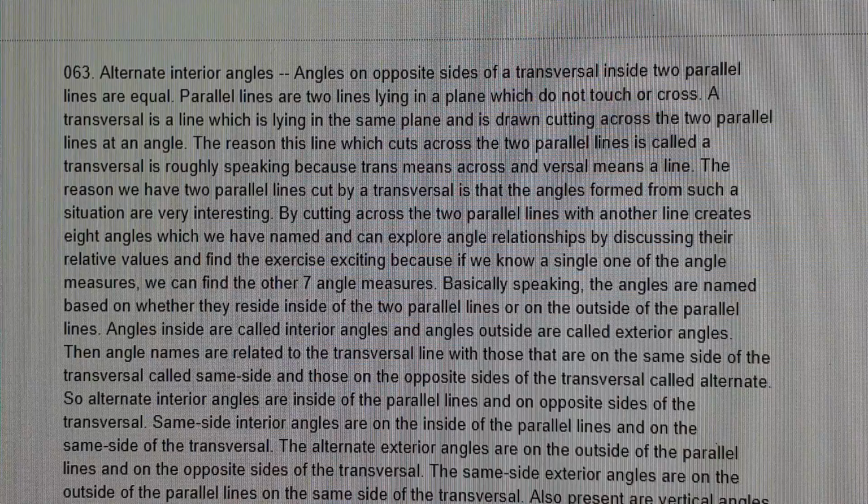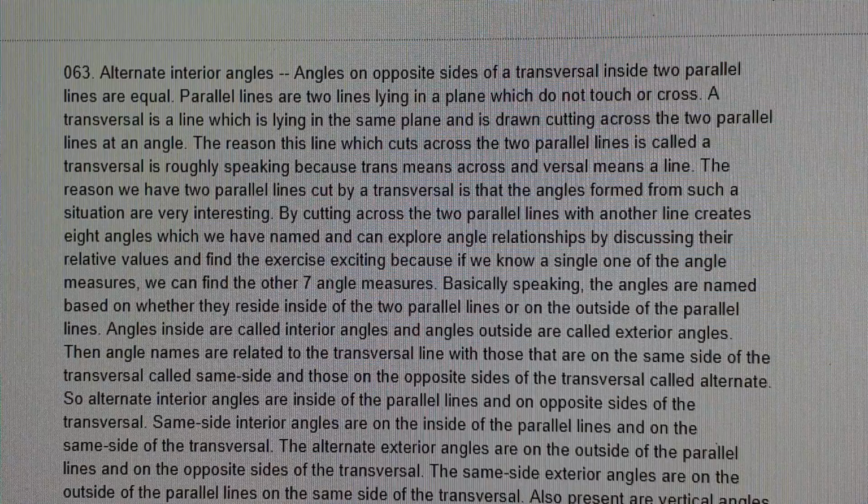The reason this line, which cuts across the two parallel lines, is called a transversal is, roughly speaking, because trans means across and versal means a line. The reason we have two parallel lines cut by a transversal is that the angles formed from such a situation are very interesting. Cutting across the two parallel lines with another line creates 8 angles which we have named, and can explore angle relationships by discussing their relative values. We find the exercise exciting, because if we know a single one of the angle measures, we can find the other 7 angle measures.